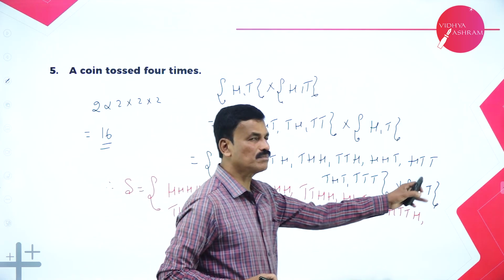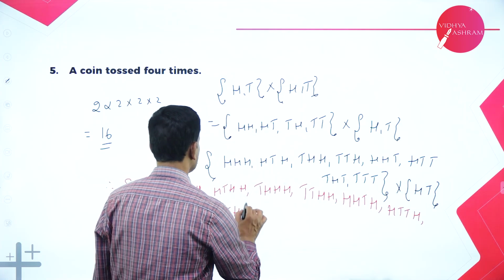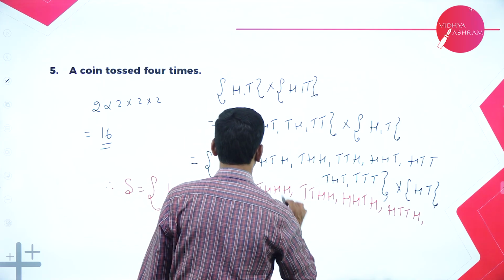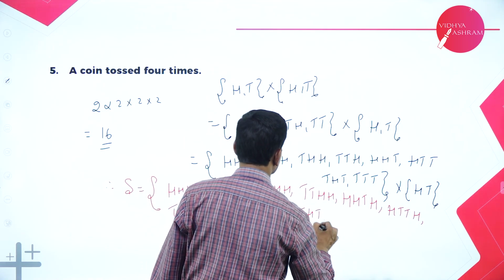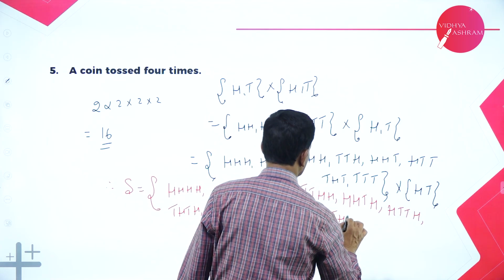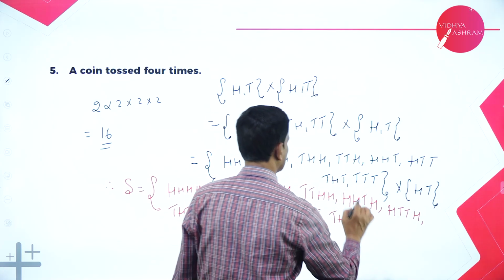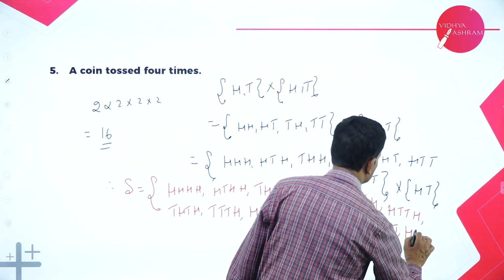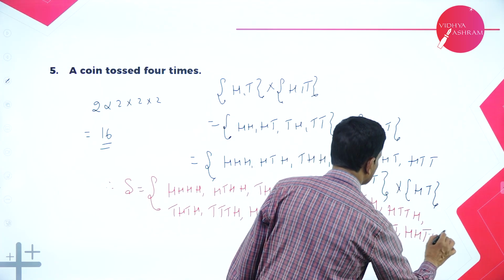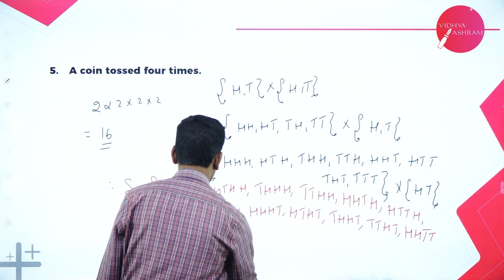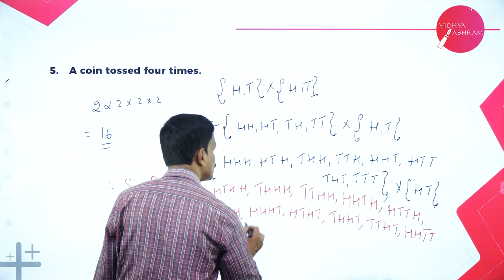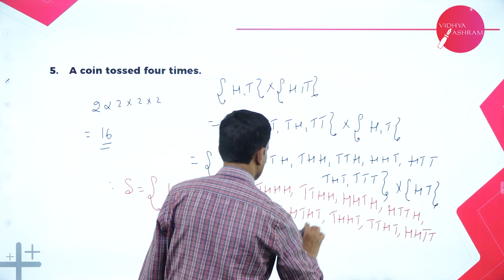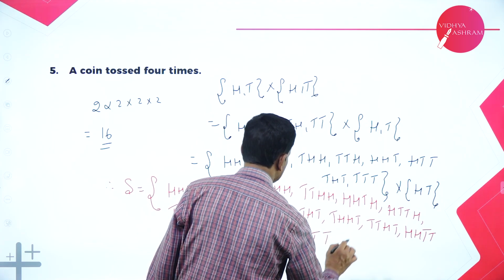Now similarly multiply with t, that's it. So that is h, h, t, then h, t, h and t, again t, h, h and t, again t, t, h and t, h, h, t and t, then h, t, t and t, again t, h, t, t, t, t, t and t.